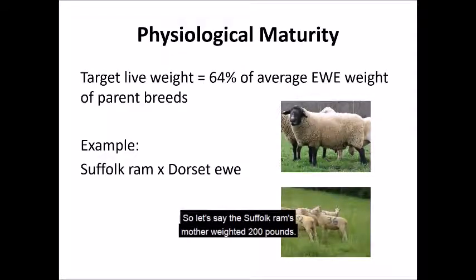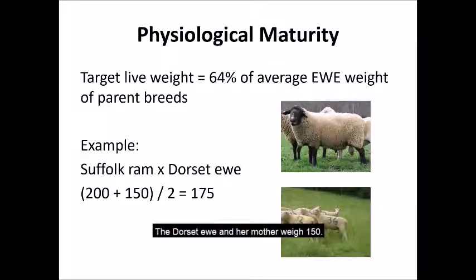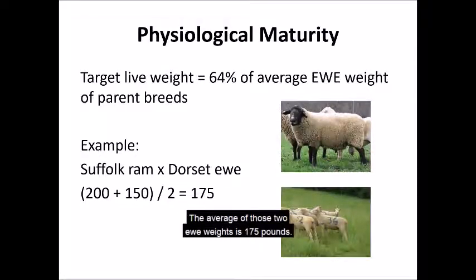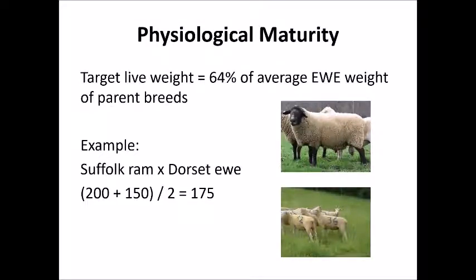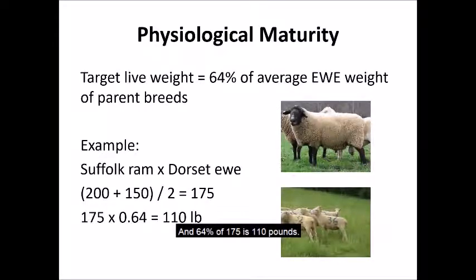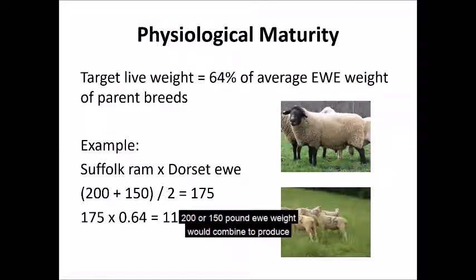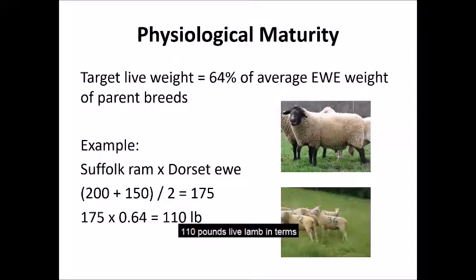So let's say the Suffolk ram's mother weighed 200 pounds, the Dorset ewe and her mother weigh 150. The average of those two ewe weights is 175 pounds. And 64% of 175 is 110 pounds. That means that Suffolk and a Dorset of this size, 200 and 150 pound ewe weights, would combine to produce a 110 pound live lamb in terms of optimal physiological maturity.